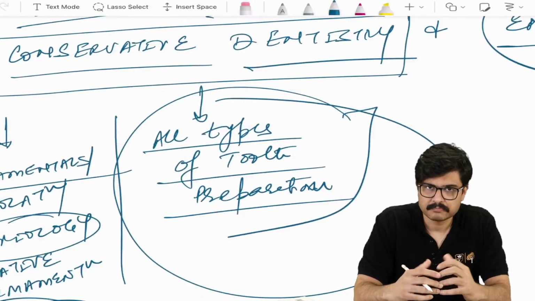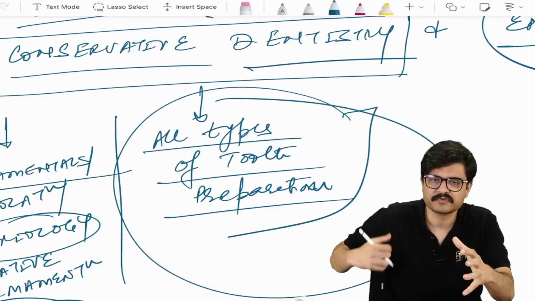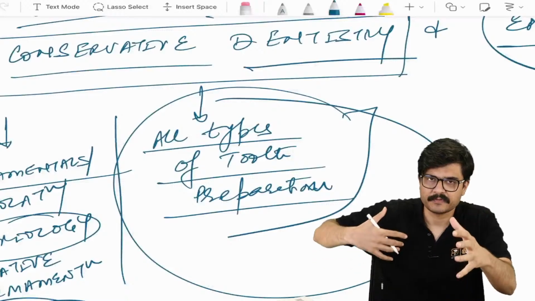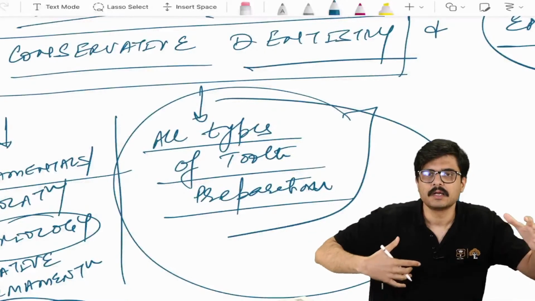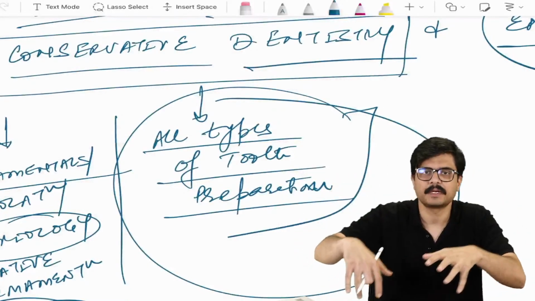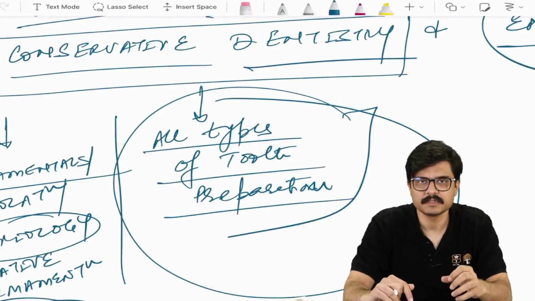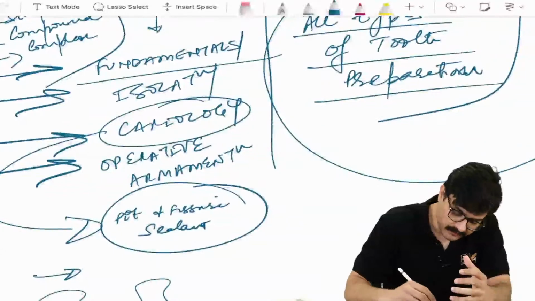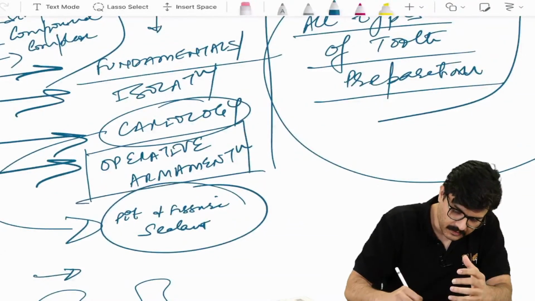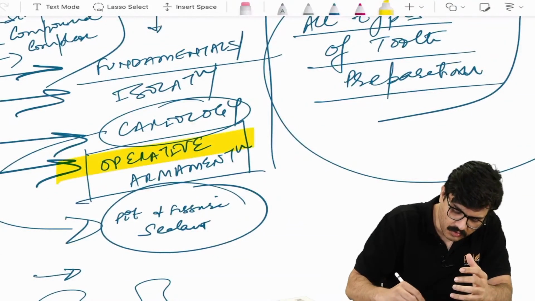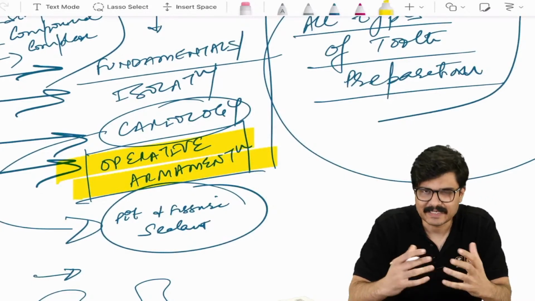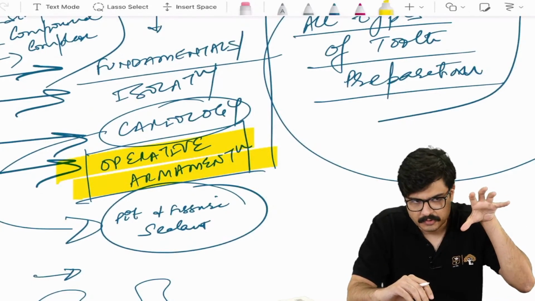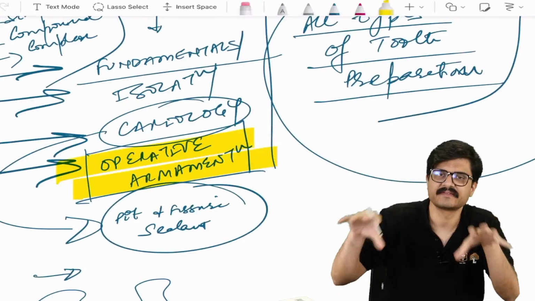Conservative dentistry is very much closely linked with dental materials. For example, if you're dealing with direct filling gold, the preparation part as well as the material part are very closely linked, right? And then again, operative armamentarium, one of the favorites, right? One or two questions are always there from operative armamentarium: the classification of your chisels and excavators.